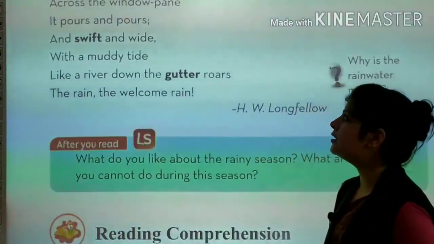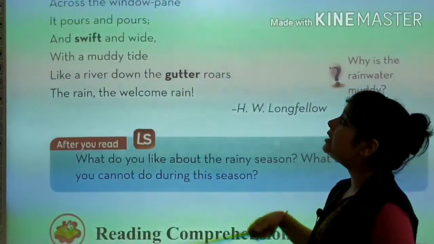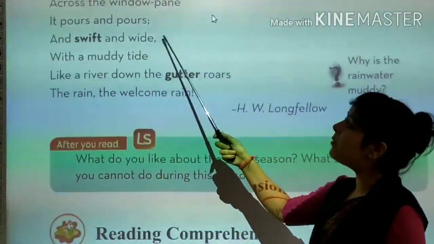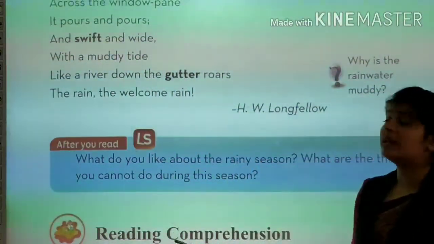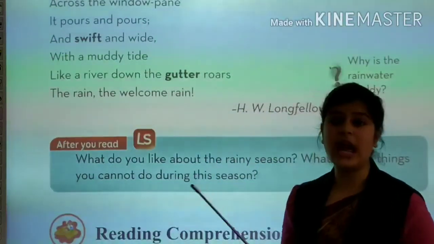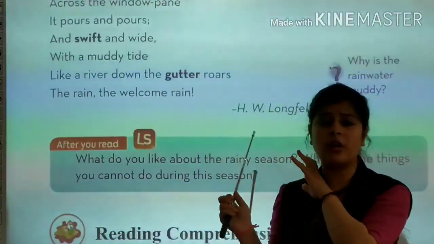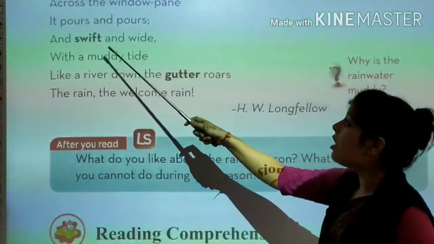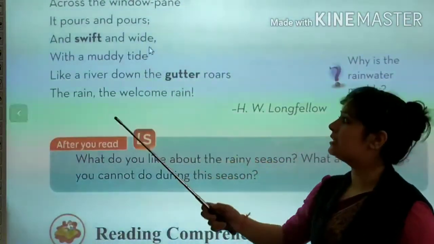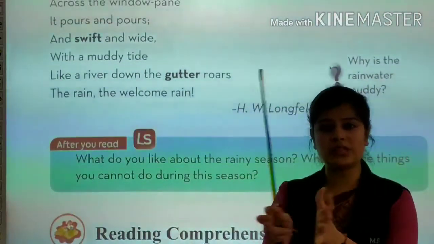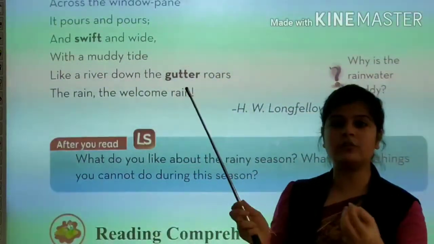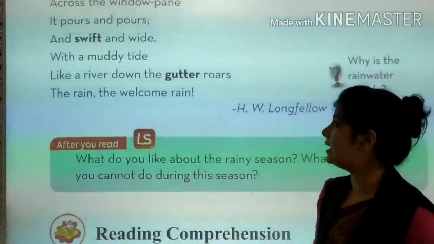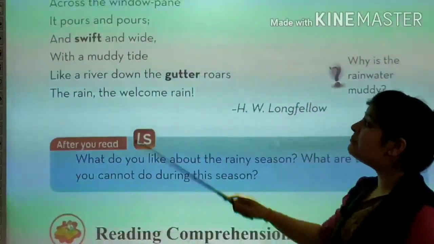so in the third stanza, the poet is saying that when the rain comes on the window pane, it pours swift and wide. When the rain comes on the window pane with its total speed, उसकी पूरी की पूरी स्पीड के साथ वो आती है और क्या हो जाती है, वो वाइड हो जाती है, बहुत तेज़ी से आती है और एकदम से फैल जाती है. आपने वो रेन ड्रॉप्स अगर देखी होंगी तो जब वो विंडो पेन पे आती हैं तो वो एकदम से फैल जाती हैं. With a muddy tide, is like a muddy tide.